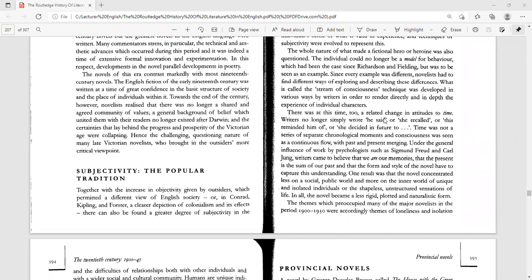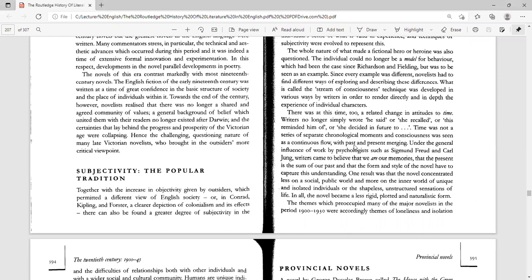There was another change, and that was a change in attitude to time, a response towards time. Writers no longer simply wrote, he said, or she recalled, because this reminded of time as a series of separate chronological movements. With the invention of the clock and clock time, human beings perceived time in a chronological linear structure.